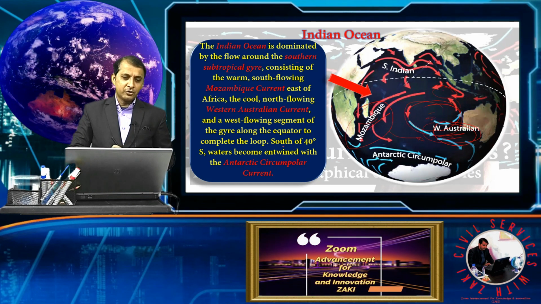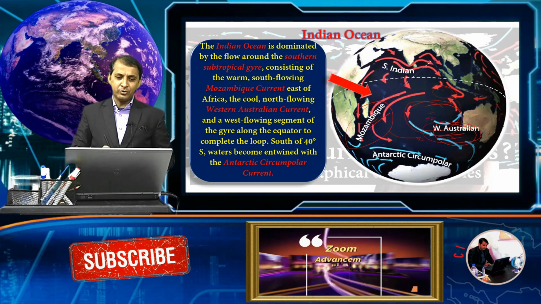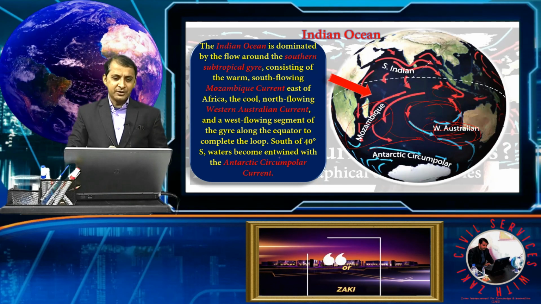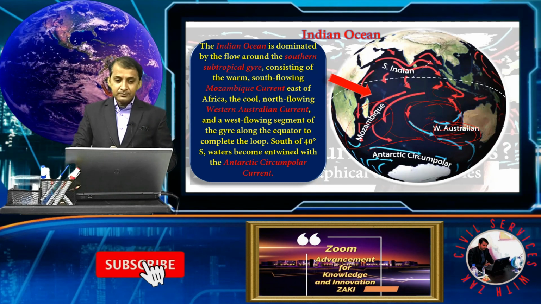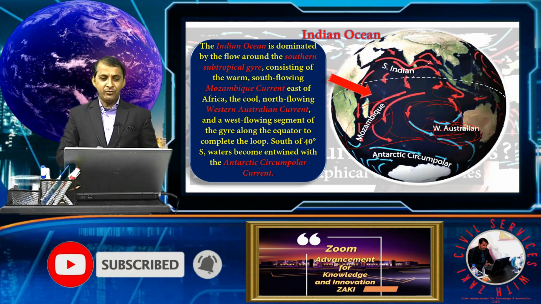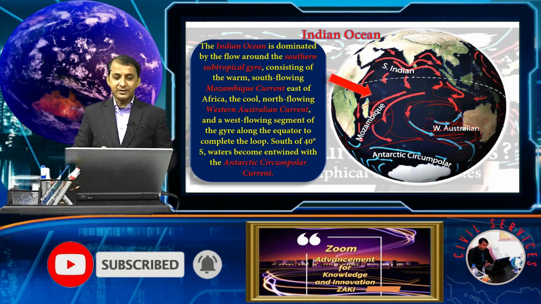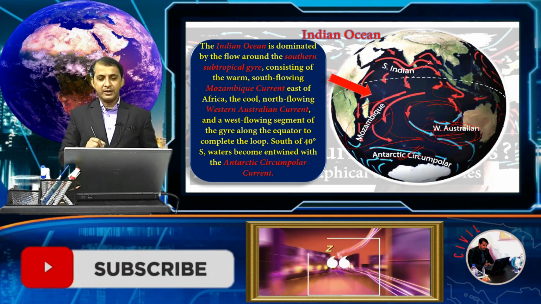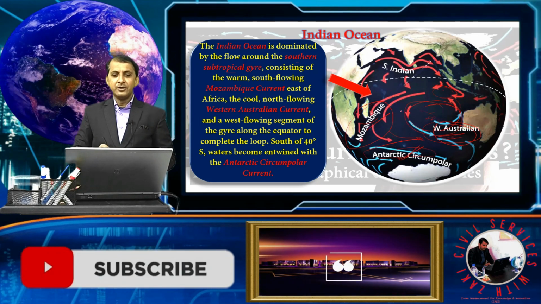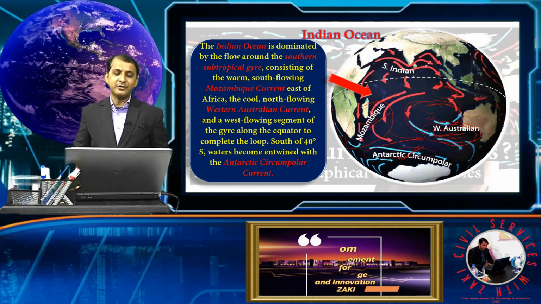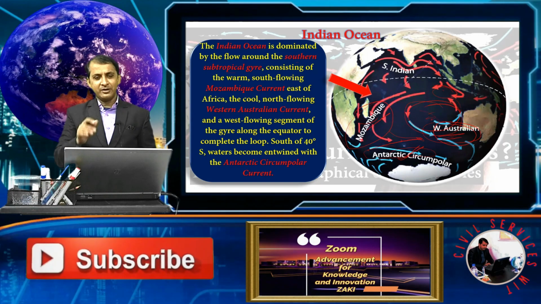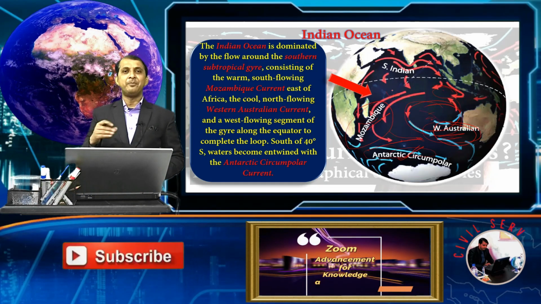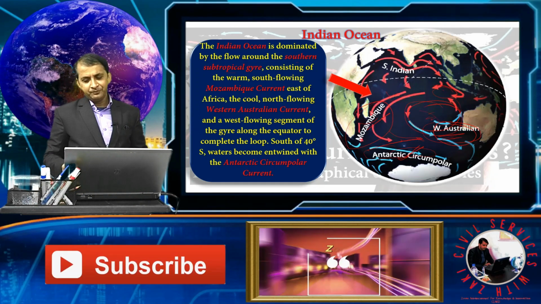If you go south of 40 degrees, the water becomes interwoven with the Antarctic circumpolar current. These are the Antarctic circumpolar currents. As you know, our Indian Ocean lies mainly in the southern hemisphere, so more parts of the Indian Ocean are present in the southern hemisphere.